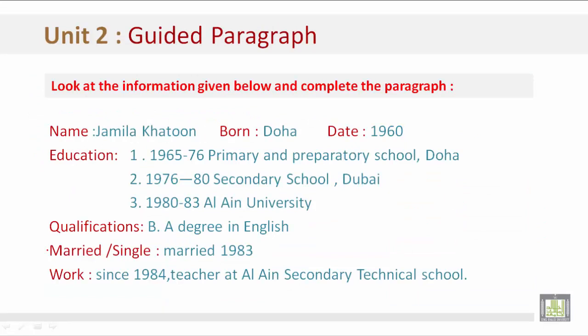But before we do that, let's take a look at some of the information given below in order to complete the paragraph on the next slide. We have name, where she was born, the date she was born, where she was educated, her qualifications, such as a BA degree in English, whether she's married or single, and her work. These are the content areas giving you information. Name, where she was born, date, education, qualifications, whether she is married or single, and where she has worked. Let us begin the paragraph.